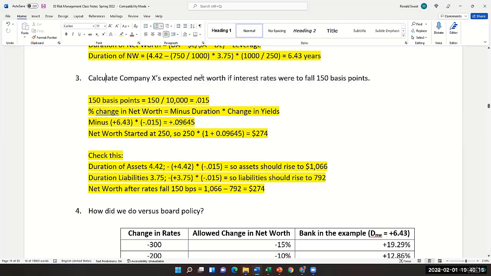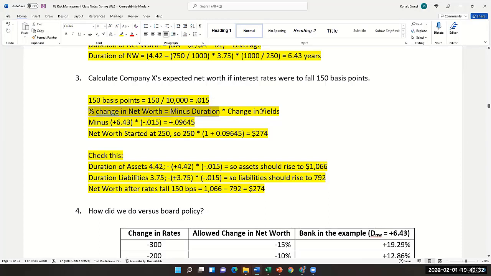So what do you think the net worth of this firm would do if interest rates were to fall 150 basis points? Remember basis points: you take the 150 divided by 10,000. 150 basis points is 1.5%, or 0.015.